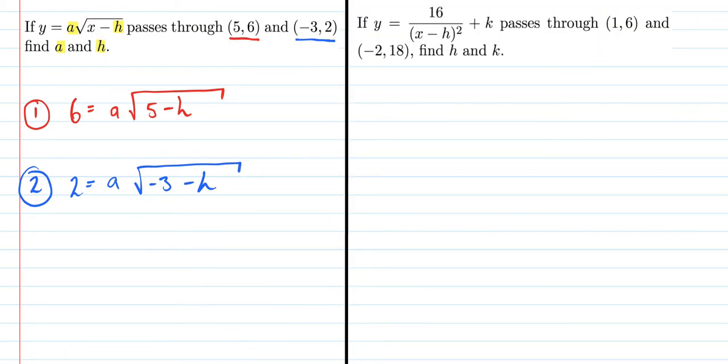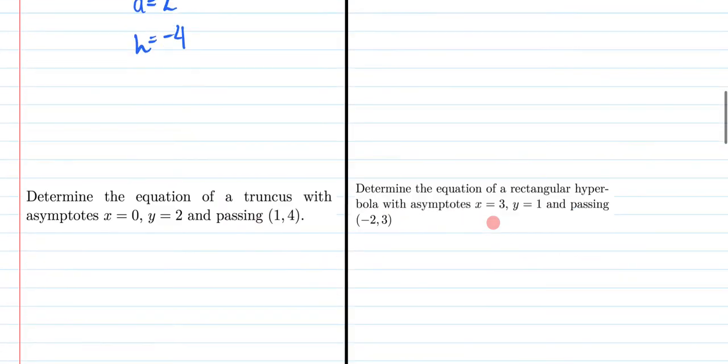So A equals 2 and H equals negative 4. And here I would use the exact same logic, create two equations, and then use my CAS to solve my unknowns. I again will provide the work solutions here for you to do at your own pace, but you should try this question yourself. Let's keep moving.